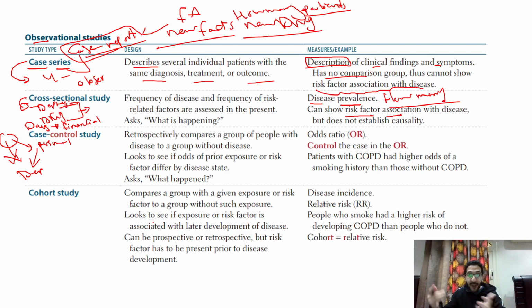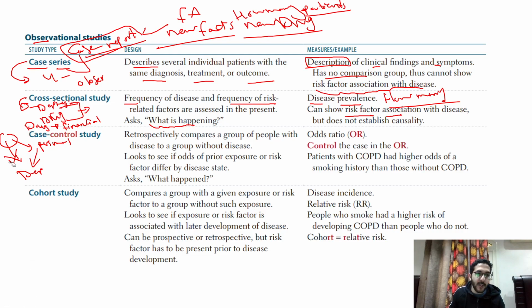And then after we found this association, we'll study it more to see what's going on there. So that's all about the cross-sectional study. You study the frequency of the disease and the frequency of the risk factor: how many patients have depression, and how many patients with depression are using drugs. Also, the main question here is, what is happening? Let's now move on to the next type of study.